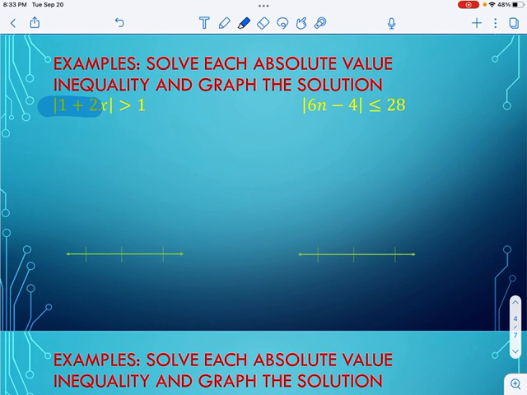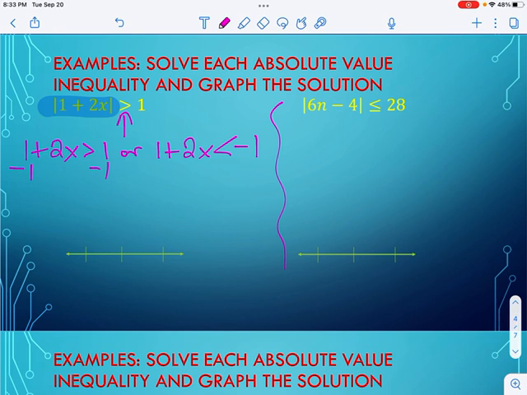So we look, our absolute value is isolated. I look again, the symbol that I'm looking at is a greater than symbol. So now I'm going to set it up as an OR statement. So 1 plus 2x is greater than 1, or 1 plus 2x. Here's where we flip the symbol, make it a -1.